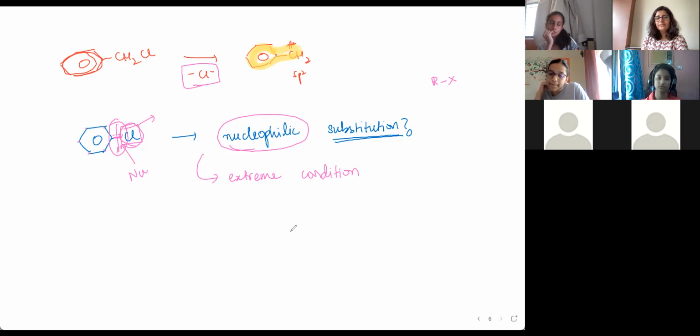Yes, you have seen this case before. That's the whole reason you can't prepare haloarenes from phenol. Again, same thing. OH minus is a nucleophile. You can't simply replace OH minus with a Cl minus, Br minus, whatever the case is. Those reactions simply don't happen because this bond is not very easy to break.